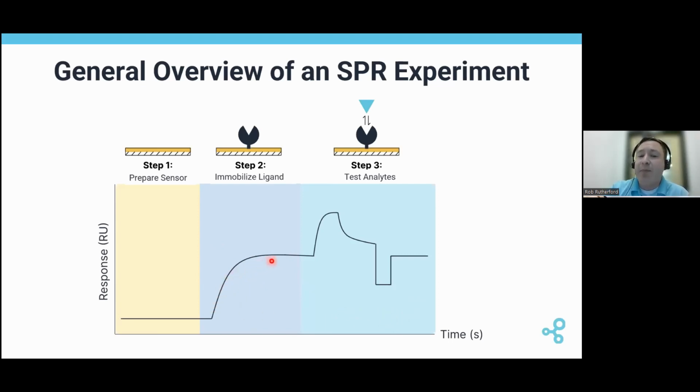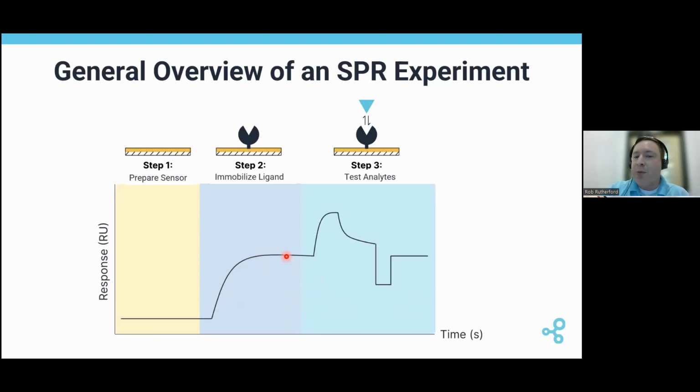If you have a baseline, you increase your ligand, it looks like, oh great, I think it's there, but then all of a sudden it comes right back down or it decreases. That could indicate that you don't actually have ligand on your sensor. And we're going to talk about that in a little bit. So in this case, everything is going according to plan.